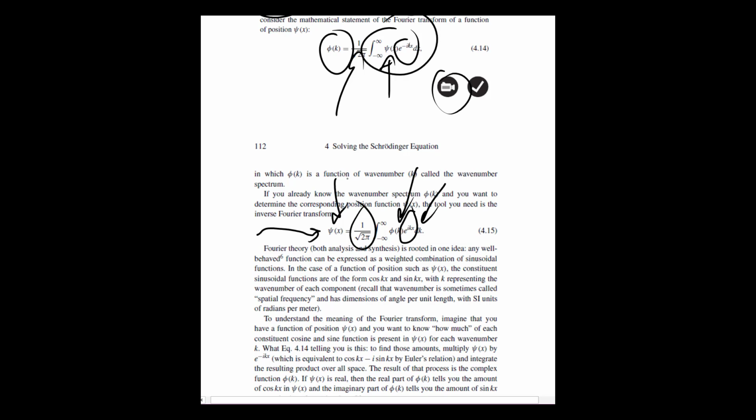So what's really behind these equations? Well, there's a little summary here, which says any well-behaved function, we'll say what well-behaved means in a minute, can be expressed as a weighted combination of sinusoids, that is, sines and cosines. So in the case of a position function, such as ψ(x), those sinusoidal functions are cos(kx) and sin(kx), where k is the wave number of each component that's going to go into making up ψ(x). As I mentioned in the previous section, k is sometimes called a spatial frequency because it has dimensions of angle per unit length, that is, radians per meter in the SI system.